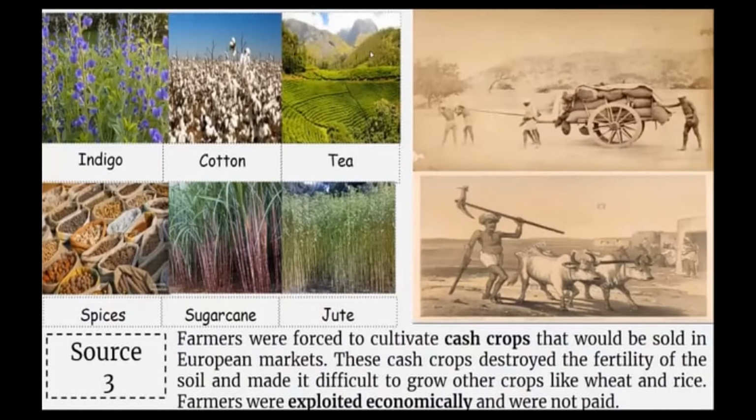So farmers were forced by Britishers to cultivate, meaning to grow, cash crops. Cash crops means to grow indigo, cotton, tea, spices, sugarcane and jute. These are called cash crops. Now, why were farmers forced to grow these crops only?